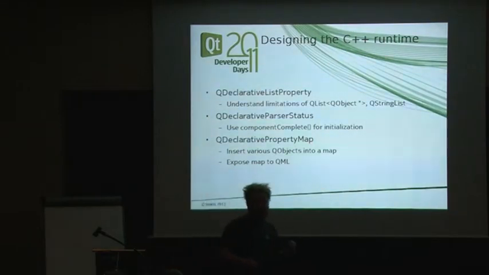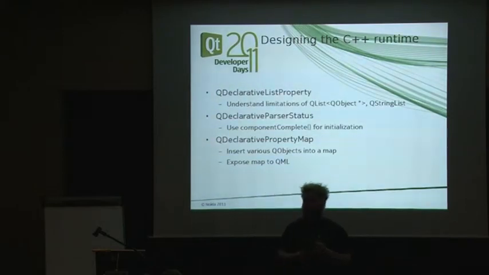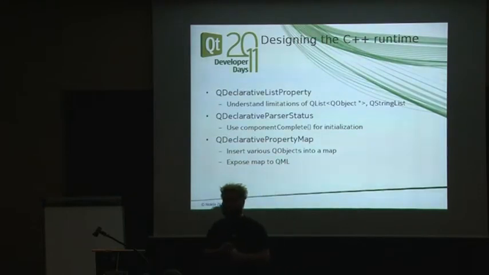QList, and for example QStringList, which is one implementation of QList, can be used in QML. You just have to register the type. It's okay, you can use it. You just have to be aware that this has a very hard limitation. The limitation comes from the fact that QList itself is not a QObject. So QList itself cannot have signals and slots. Because it cannot have signals, it cannot tell the declarative engine if anything happens.